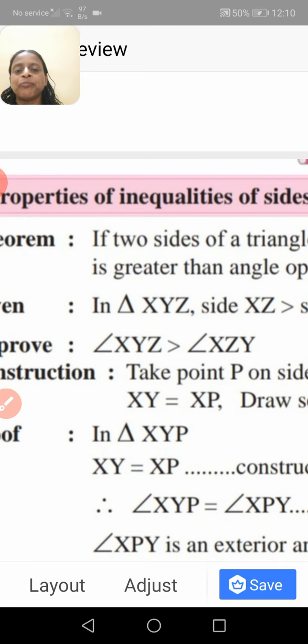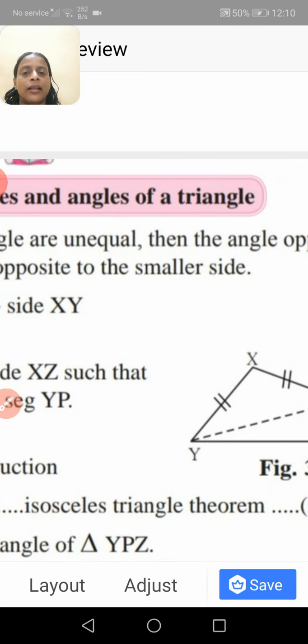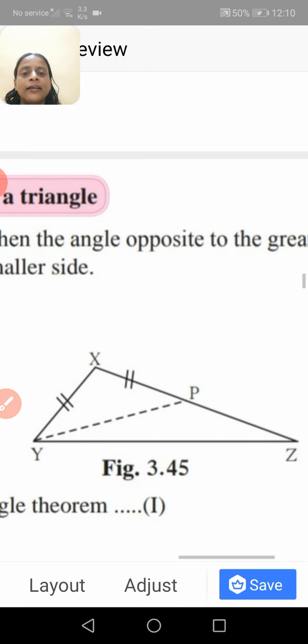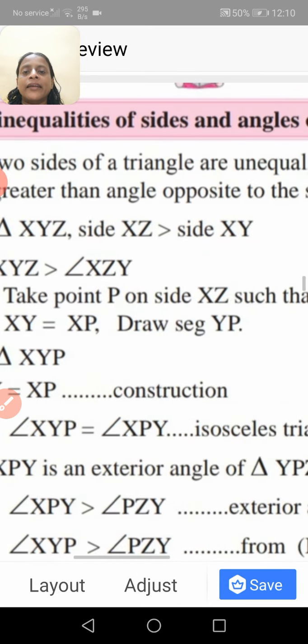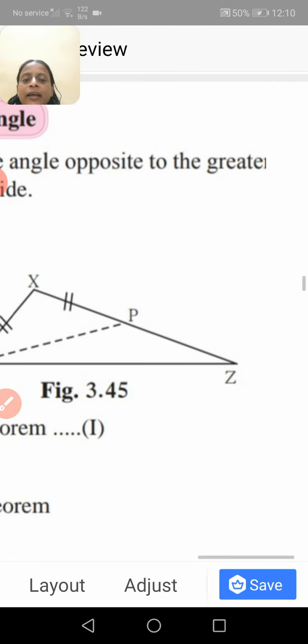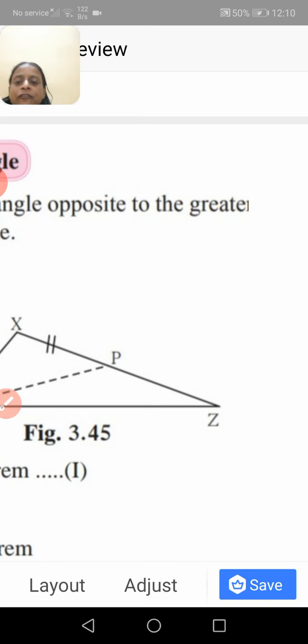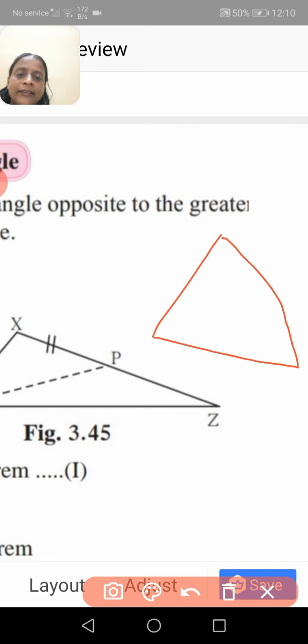First one is, if two sides of a triangle are unequal, then the angle opposite to the greater side is greater than the angle opposite the smaller side. So here I am drawing one figure also. Here one figure is given, still I am drawing one figure. I am drawing a triangle, consider this as a triangle.